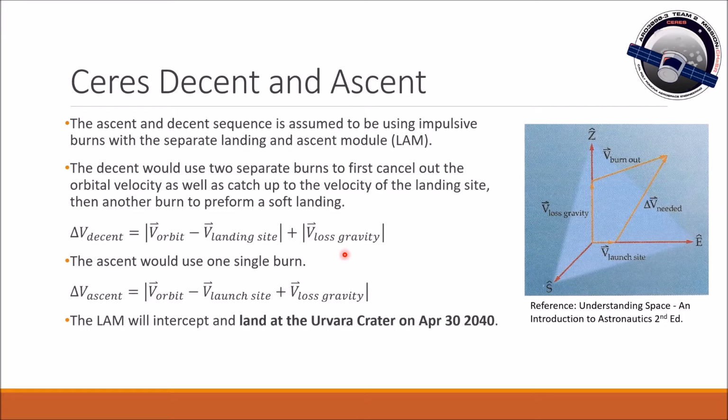These sequences will be performed using the landing and ascent module. Note that for descent, we will have 1 burn canceling out the orbital velocity and another burn to ensure we have a soft touchdown. But for the ascent, we will use just 1 single burn, and we will land at the Orvara crater in April of 2040.